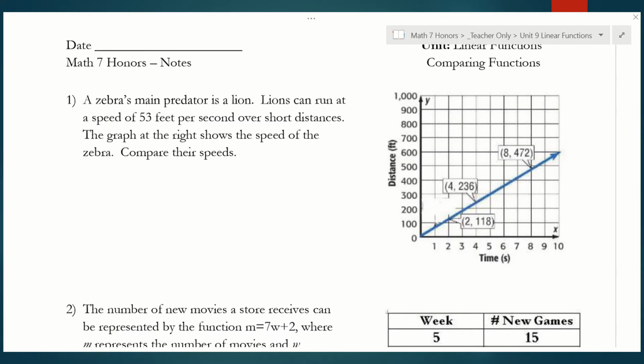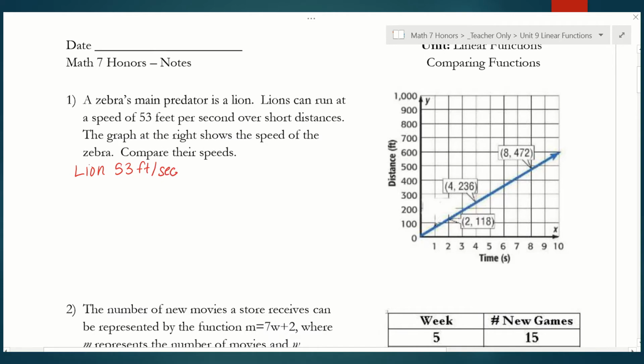So if you look at example 1, it says a zebra's main predator is a lion. Lions can run at a speed of 53 feet per second over short distances. The graph at the right shows the speed of the zebra. Compare their speeds.